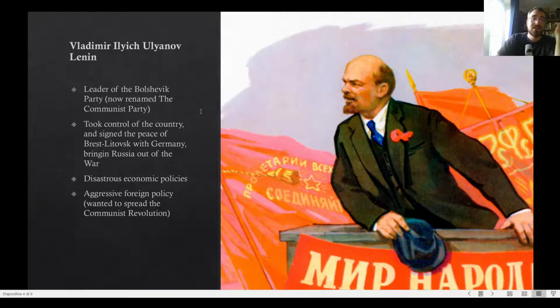And he did just that. And in March 1918, Lenin signed the Peace of Brest-Litovsk with Germany, which marked the end of the war for the Russian Empire and for Russia in general. Peace, however, did not last very long.